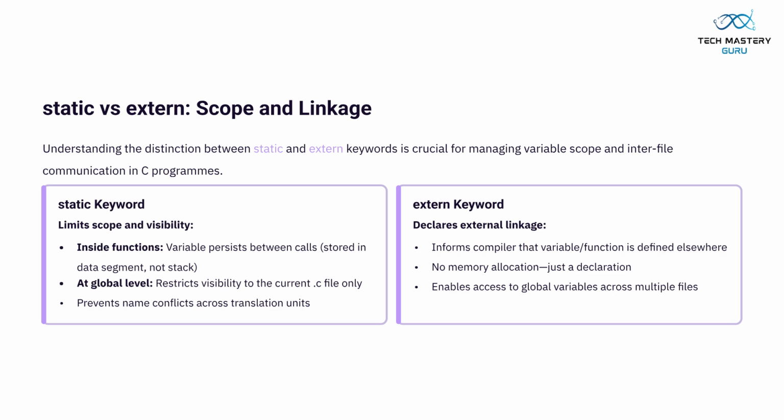Understanding static versus extern is key for managing variable scope and linkage. The static keyword limits scope, making variables persist within functions or visible only within a single file. The extern keyword declares external linkage, informing the compiler that a variable or function is defined elsewhere, enabling multi-file access.